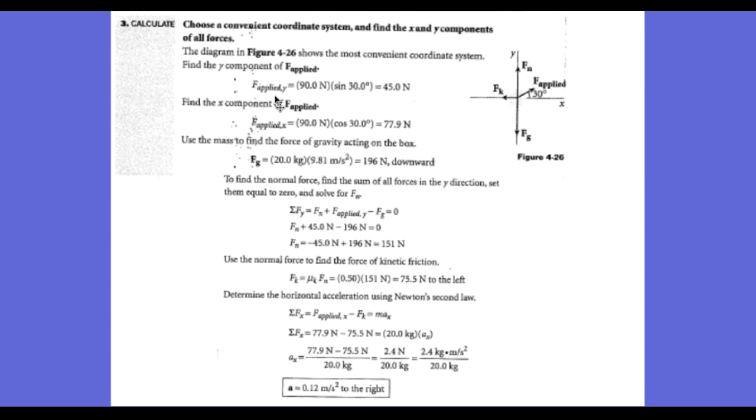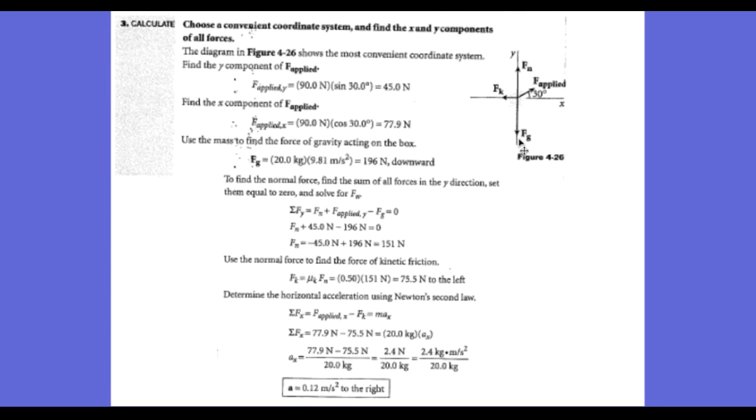So here we go. First, our applied force in the y direction is the y component of that force. So the y component uses the side opposite of the 30 degrees. That means I'll multiply my applied force times the sine of the angle, and I see that the y component of the applied force is 45 newtons, and using the cosine, the x component of the applied force is 77.9. Okay. My weight is the mass times 9.8, so that's 196 newtons downward.